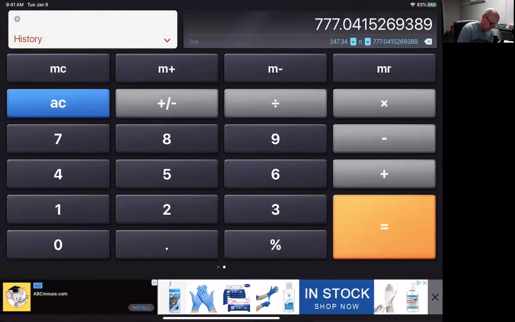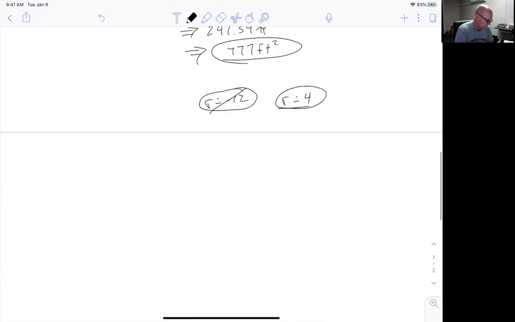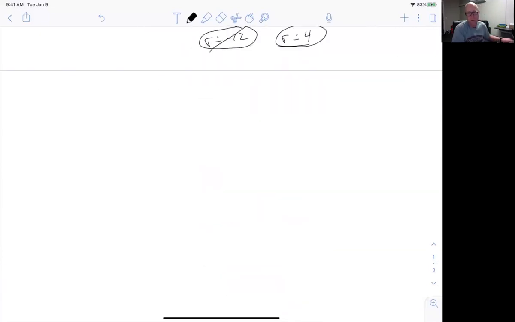And I get 777.0. So that is 777 square feet. And that is the answer, approximately. So if I want an exact answer, I'd leave it like that. If I want an approximation, I'll go ahead and multiply it out and use pi, okay? So that's how to find the surface area of a cylinder.